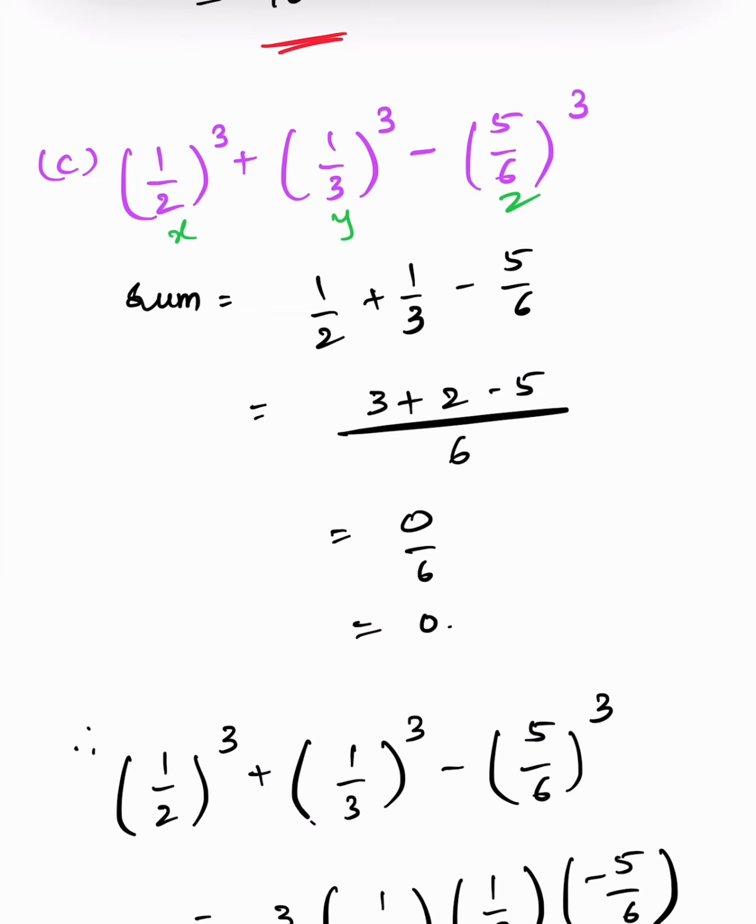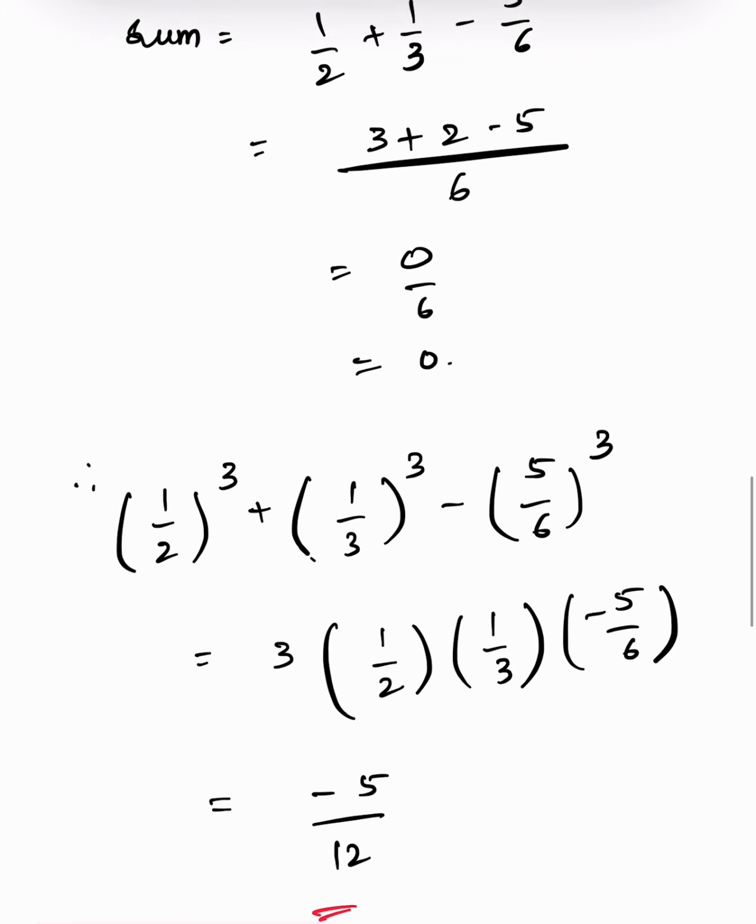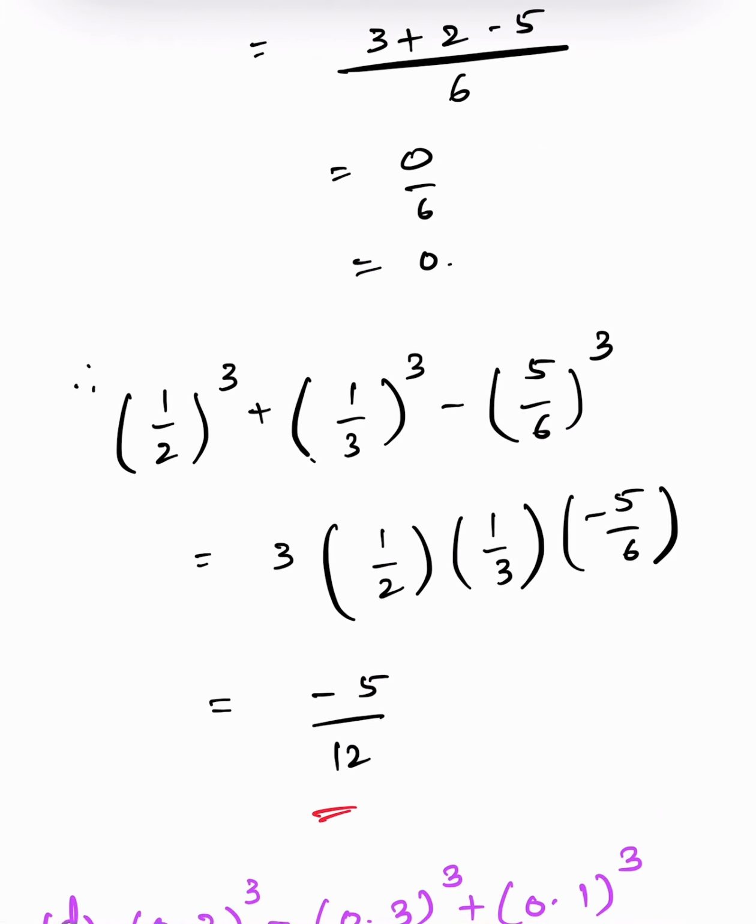So if you take the LCM, 3 plus 2 minus 5 by 6, which is equal to 0 by 6. So this is equal to 0. If the sum is 0, if x plus y plus z is 0, what is the value of (1 by 2) whole cube plus (1 by 3) whole cube minus (5 by 6) whole cube? It is equal to 3 into this 1 by 2 into 1 by 3 into minus 5 by 6, which is equal to minus 5 by 12 after simplification.